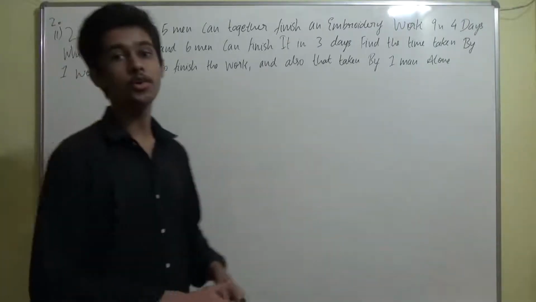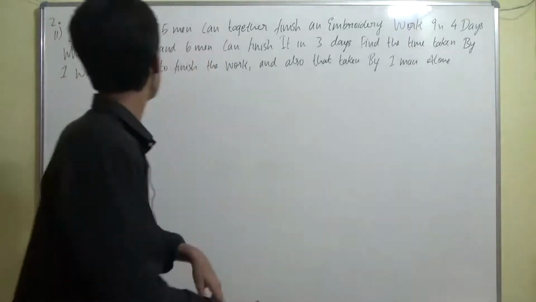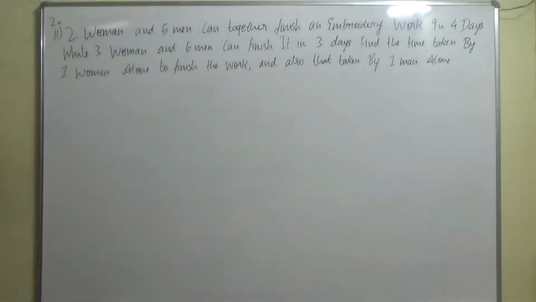So now let's go to the second sub question, guys. Right, the second sub question says 2 women and 5 men together finish an embroidery work in 4 days, while 3 women and 6 men can finish it in 3 days. Find the time taken by 1 woman alone to finish the work and also that taken by 1 man alone.